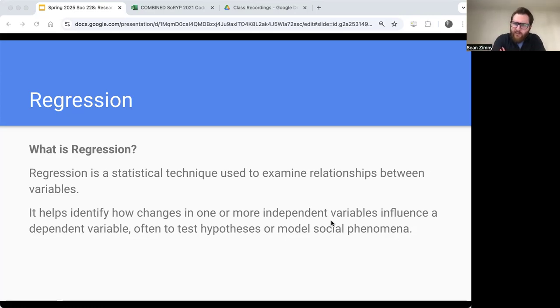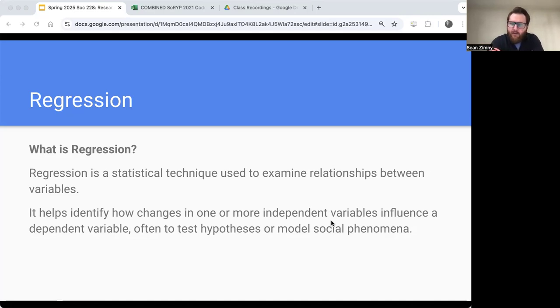Causation versus correlation here as well. So regression shows correlations, but does not inherently prove causation. Remember, we talked about correlation does not equate to causation. So researchers have to carefully interpret the results and consider additional factors such as omitted variables or confounding effects, which we talked about on the correlation side of things.